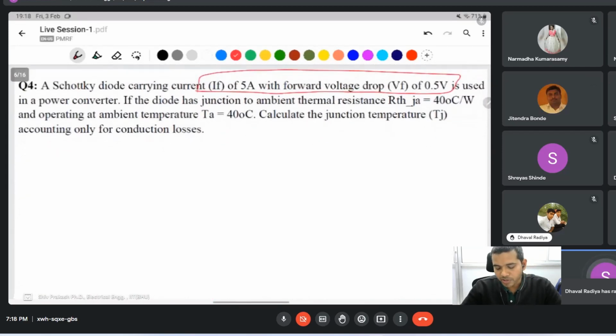You know about the Schottky diode. A Schottky diode is a very fast diode, as its reverse recovery current is very fast. First, you find the power. Power is average current times average voltage, 5 times 0.5, which is 2.5 watt.